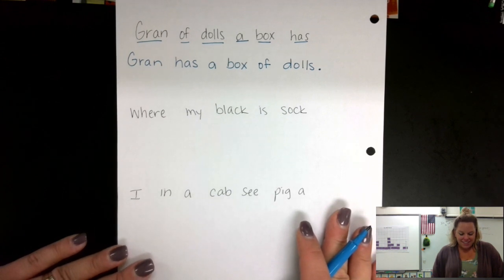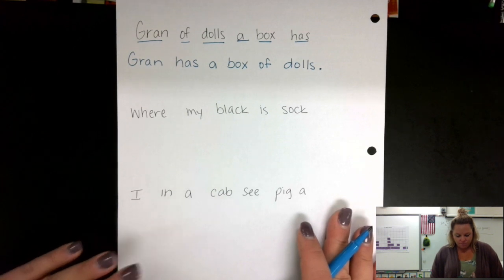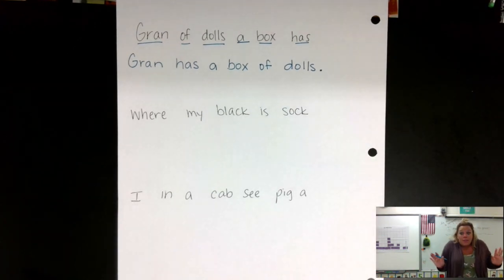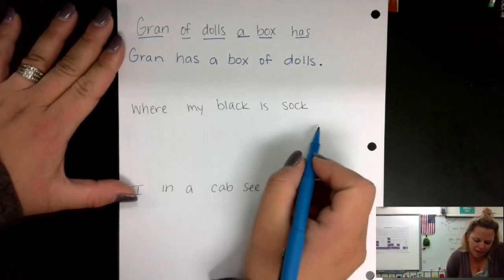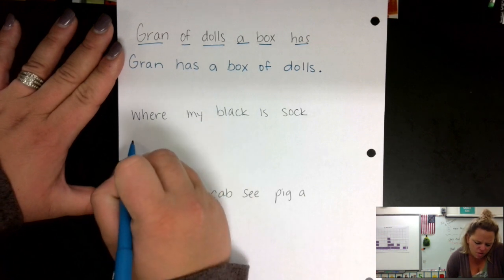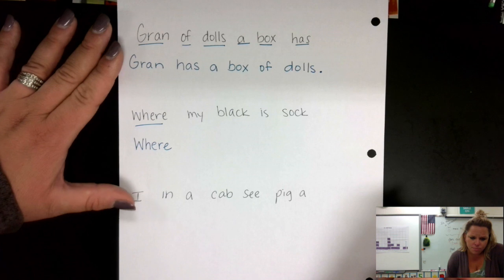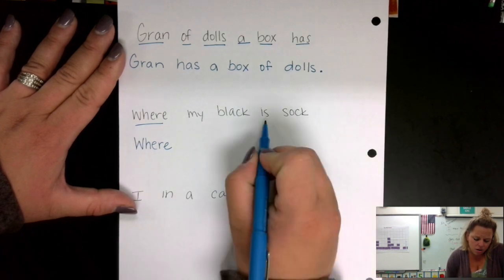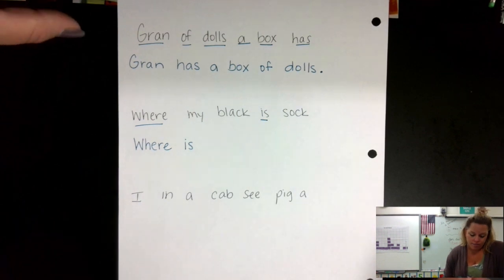We're going to take a look at the second sentence. "Where my black is sock." Now, some of the words might be in the right spot, and that's okay if they are. But if they're not, we have to fix this around. So, where my black is sock. I think we need to keep where as the first word. Where what? Where my? Where black? Where is? Or where sock? Where is? Where is what?